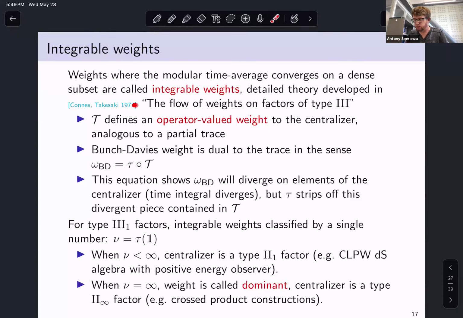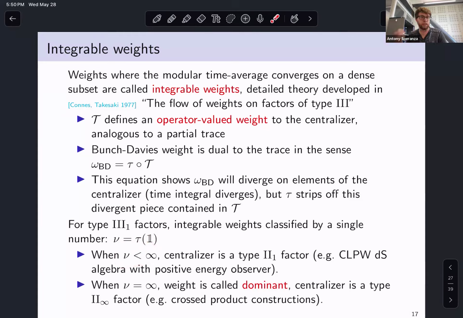And so the other thing you can use this math result for is they gave a classification for when this integral on a type 3-1 algebra converges, and the kinds of weights where it converges are characterized by this single number, which is you just evaluate this trace function on the identity. And if it's less than infinity, you get this type 2-1 factor.